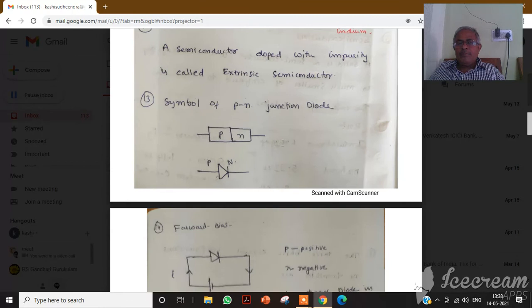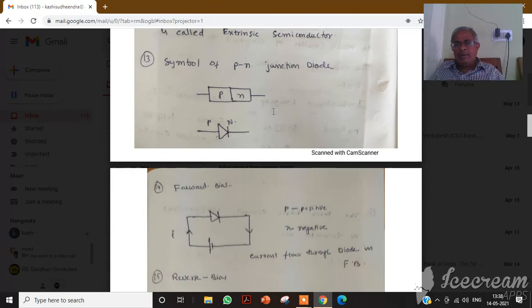If you join a p-type material with an n-type material, you will get a p-n junction diode. It is an electronic valve, a semiconductor diode valve. What is its function? It allows current in only one direction.